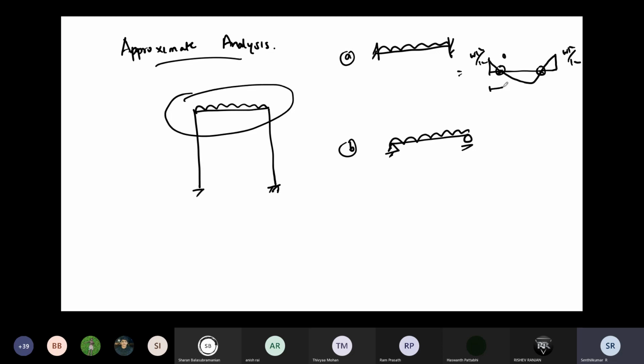So when you calculate the distance, go back and calculate your distance, the point where the value is 0 is at 0.21 L. If this is L, then this is 0.21 L. At a distance of 0.21 L, you will have 0 bending moment, right? And again, this is a simply supported beam. What is the bending moment here? WL square by 8. Okay.